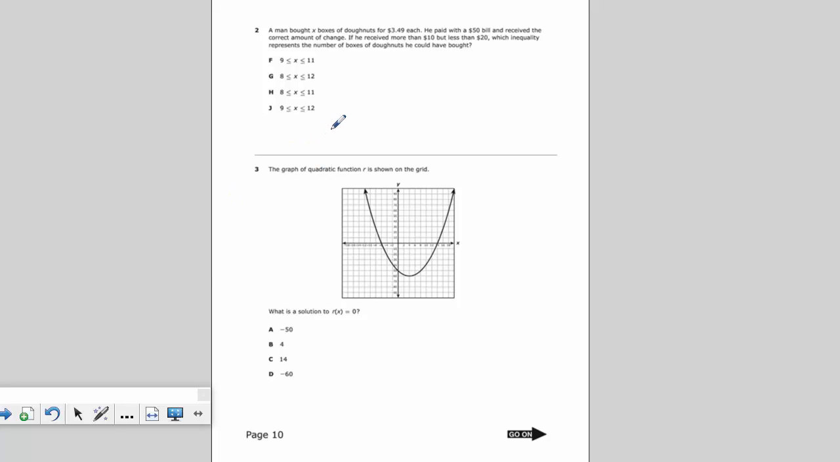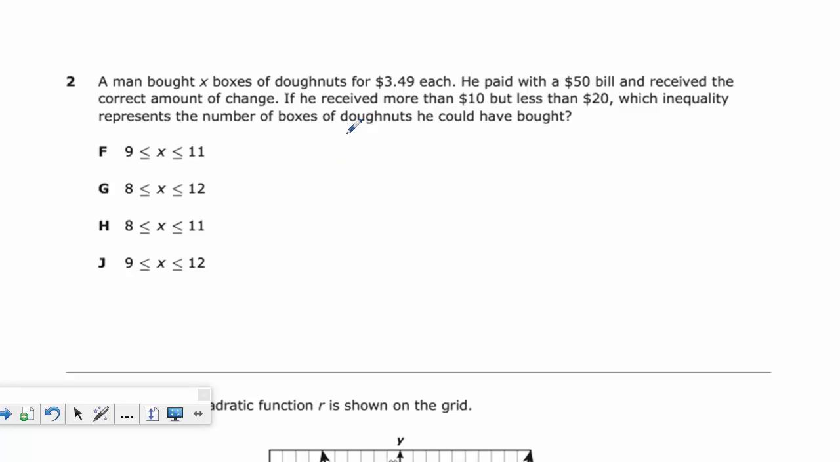Alright, number 2. Let's zoom in on this. This is actually kind of a tricky question. A man bought X boxes of donuts for $3.49 each. He paid with a $50 bill and received the correct amount of change. If he received more than $10 but less than $20, which inequality represents the number of boxes of donuts he could have bought? Keep in mind here that X represents the number of boxes. Each box costs $3.49, so that's how much you're paying.